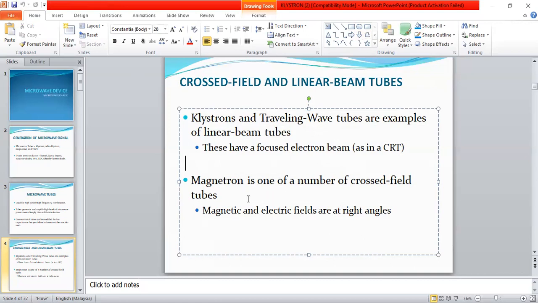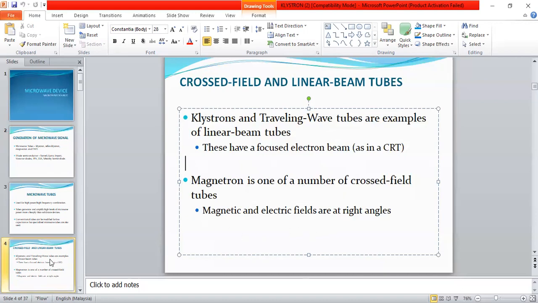But coming to the magnetrons, which come under the category of cross-field tubes, these will require two fields, magnetic as well as electric fields. Those are always at right angles with each other. Linear beam tubes use only electric fields, and cross-field tubes use electric as well as magnetic fields, which are always at right angles with each other.